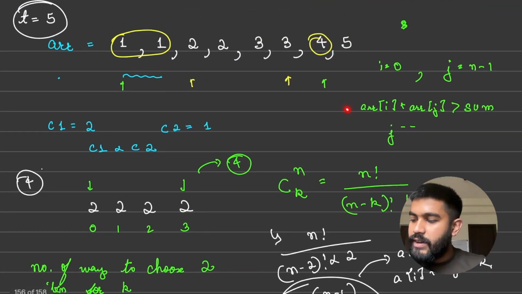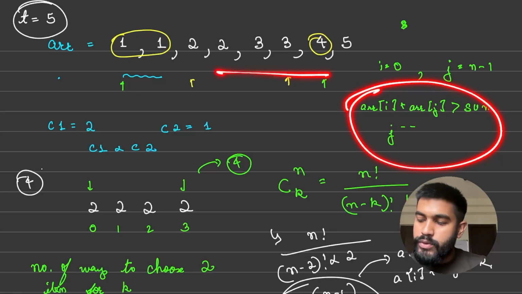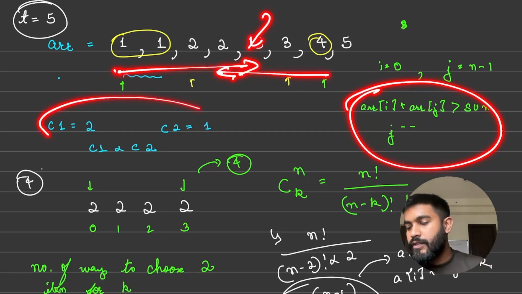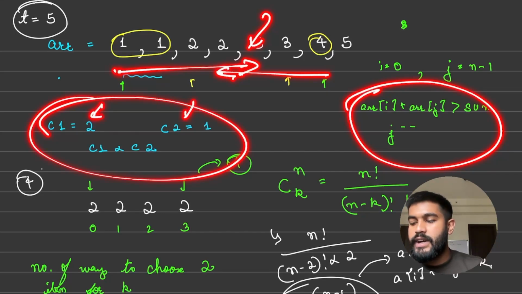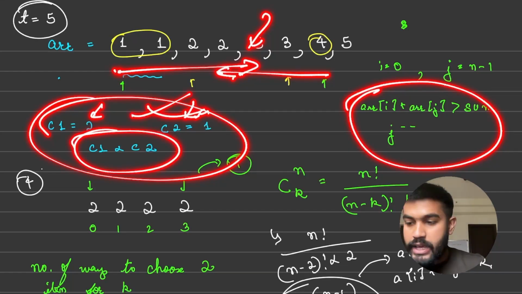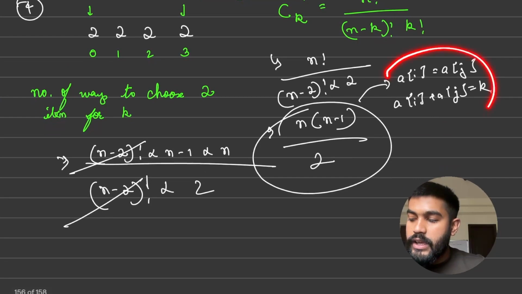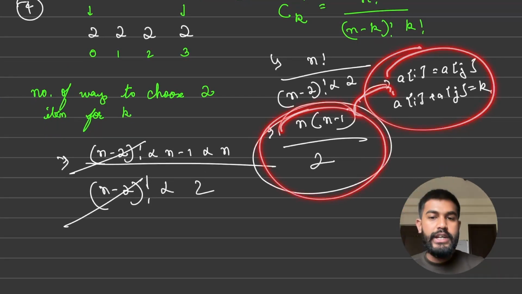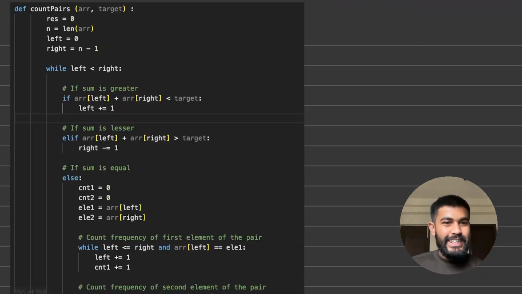When we have a value more, we would move this side. When we have a value less, we would increment the value and move this side. When we have a value equal, we would count out the values C1 and C2. And if they are unequal, we would do C1 multiplied by C2. If they are equal, we would do what? N into n minus 1 divided by 2. Make sense? Let's see the code.